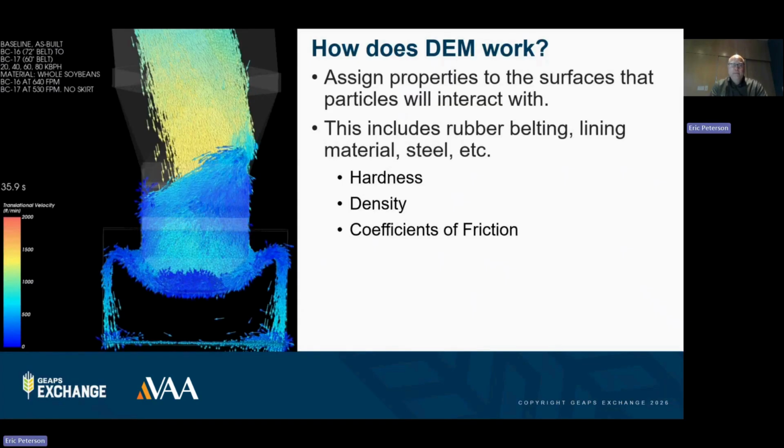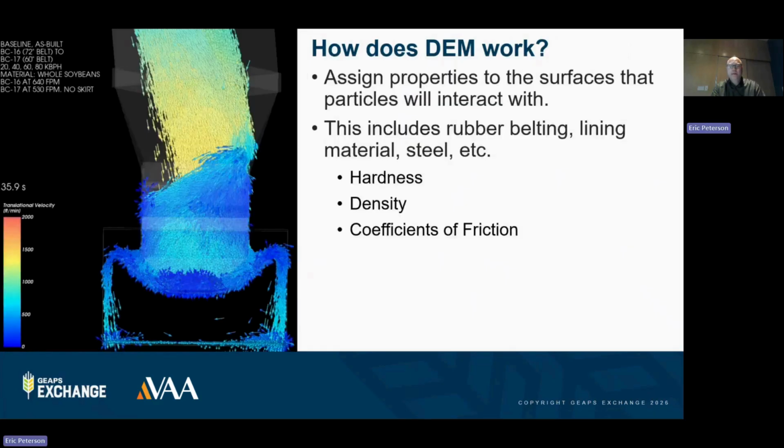And then you can assign similar properties to the surfaces that the particles interact with. This includes, for example, rubber belting, lining material, whether it's ceramic or steel or stainless steel. You can assign the hardness and density and again, those coefficients of friction to actually replicate how that material behaves. Corn or other grains or grain byproducts, for example, will slide very differently on a concrete bin bottom hopper versus a steel bin bottom hopper, or a stainless steel or ceramic tile. They all have different characteristics that allow for better or worse flow ability.